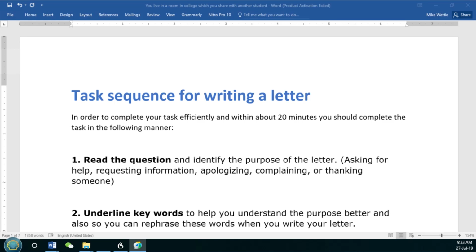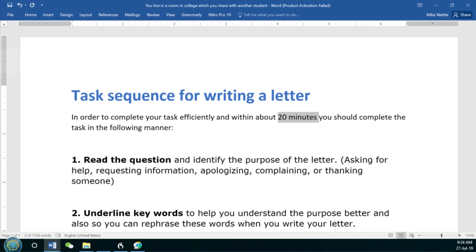Let's start off by looking at our task sequence for writing a letter. Now, remember that you've only got about 20 minutes to write your letter. Resist the temptation of just jumping in and starting to write the letter. It's important that you go through these steps because these steps that I'm going to show you will help save you time because you won't have to keep stopping and thinking while writing your letter, and also it's going to result in a better letter, a better response to the task instructions.